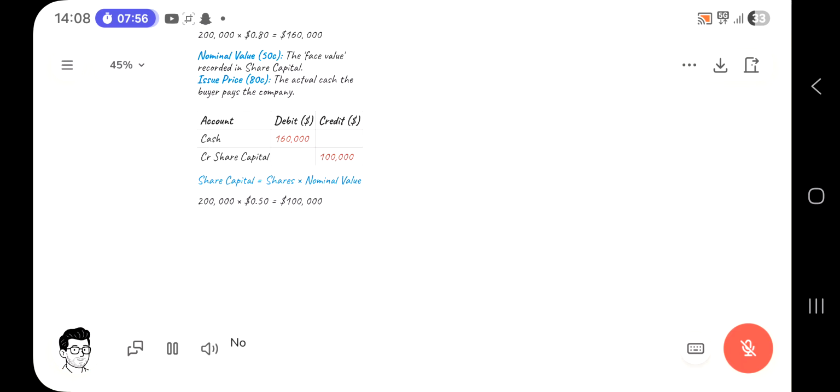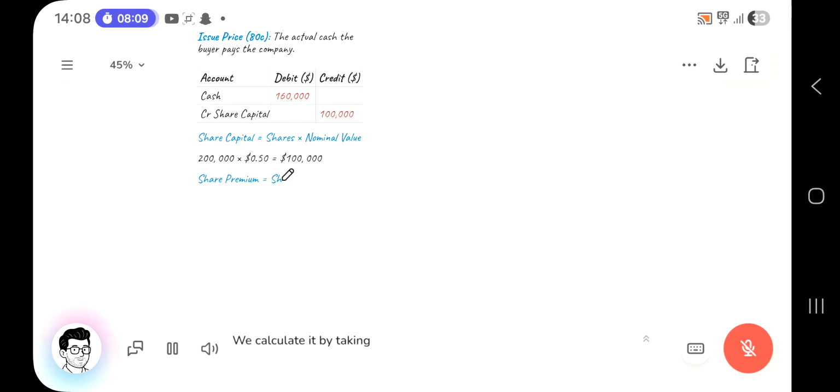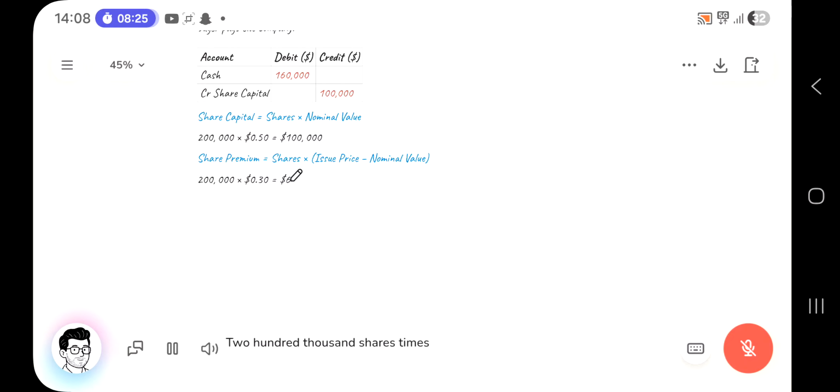No worries. That extra bucket has a very specific name in accounting. It is called the share premium account. We calculate it by taking the difference between the price people paid and the nominal value. So 80 cents minus 50 cents gives us a 30-cent premium per share. 200,000 shares times 30 cents gives us $60,000.